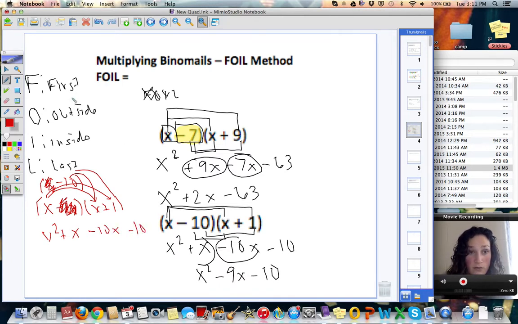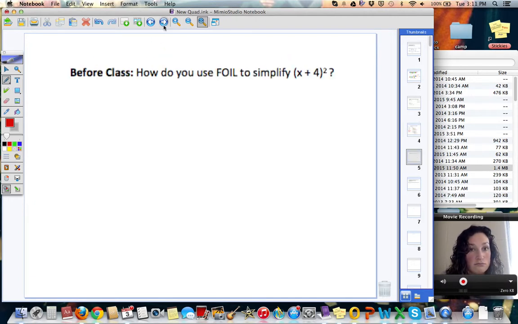So you can either remember FOIL or just double distributing. Distribute the first number, distribute the second number. So how would you FOIL to simplify this term, x plus 4 parentheses squared?